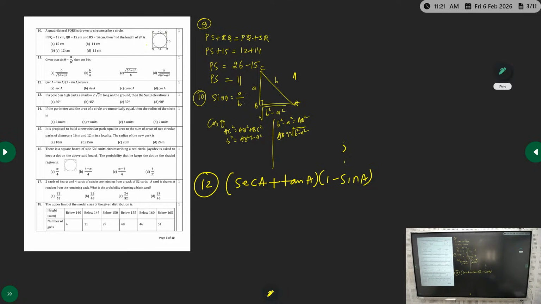Who are the main trigonometric functions? The Trimurtis: sin, cos, and tan. Then what can secant be written as? 1 by cos. Tan can be written as? Sin by cos. Do it, you will get your answer.